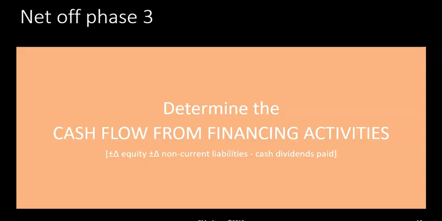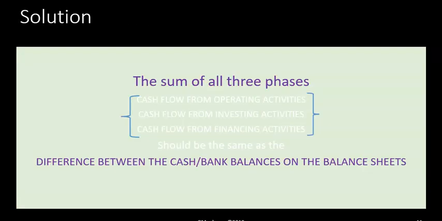Now, once you've completed all three phases, right? So you've completed operating, investing, and financing. You're going to sum all three phases to get the solution to the question. And your solution should be the same as the difference between the cash and bank balances on the two balance sheets presented to you in the question. And that's how you do the cash flow statement using the indirect method.